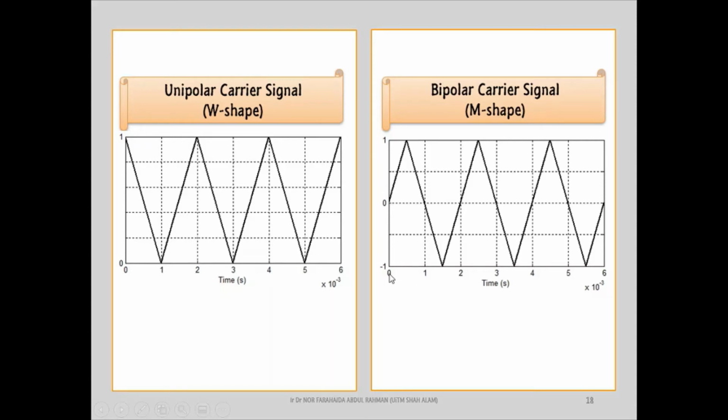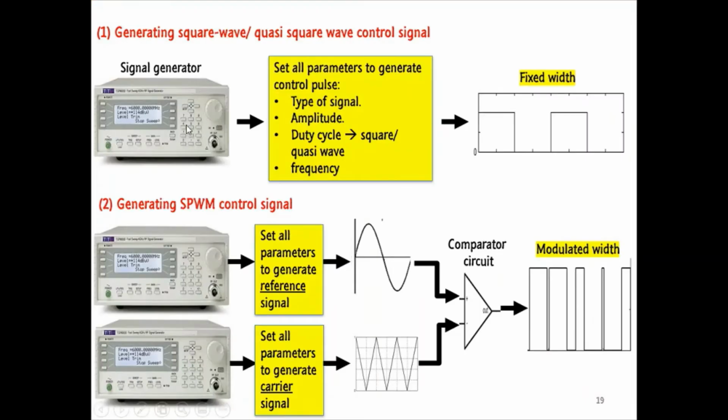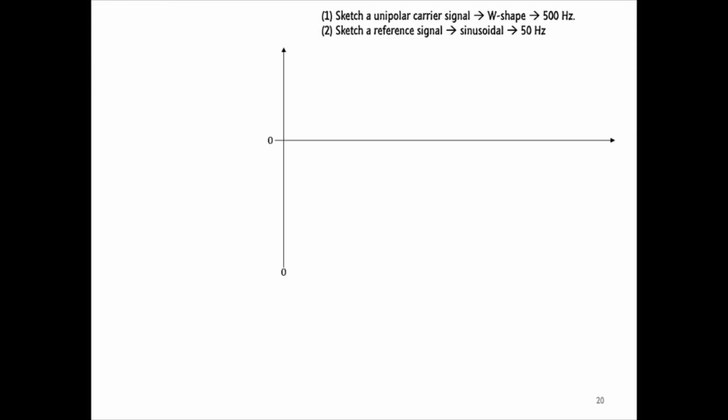We can compare the PWM control technique with the previous control techniques based on the number of input signals needed to generate the control pulses and the width of control pulses. In practice, you can use signal generators or other controller circuits to generate the input signals for the control technique. Now, I will show you how to sketch a PWM control pulses based on specific reference and carrier signals. Let's sketch the signals together.